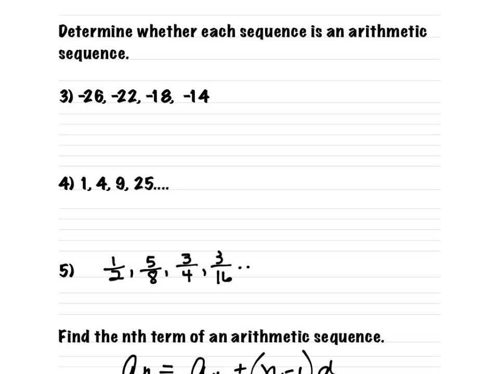Okay, determine whether each sequence is an arithmetic sequence. Remember that an arithmetic sequence has a common difference. So we have to look at the sequence and determine whether it has a common difference. The first term here is -26. The second term is -22. So I can see that there's been 4 added. Then the next term is -18, so there's another 4 added. And here we have another 4 added. So the answer there is yes, it is an arithmetic sequence.